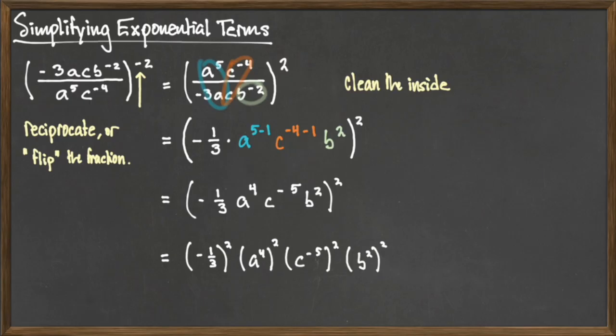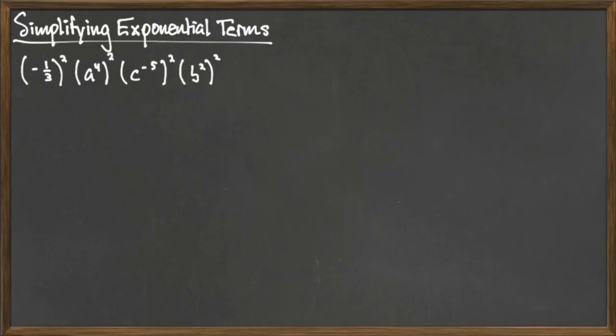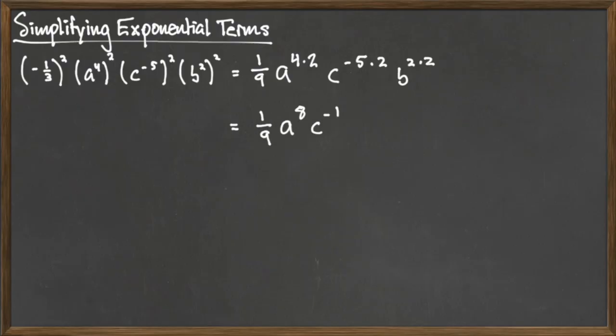We'll continue this example on the next slide. Now that we've got the following expression, we can apply each power of 2. Remember that a power to a power is the same thing as multiplying the exponents. So when I apply those operations, I obtain the following: 1 over 9 times a to the 8th times c to the negative 10 times b to the 4th.